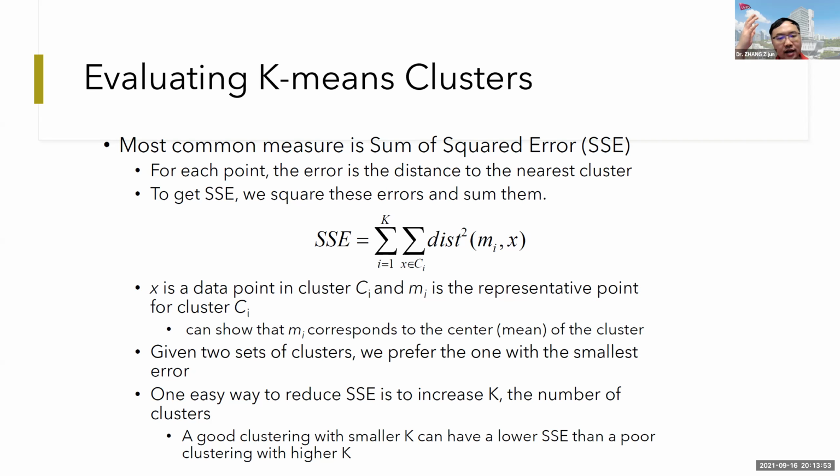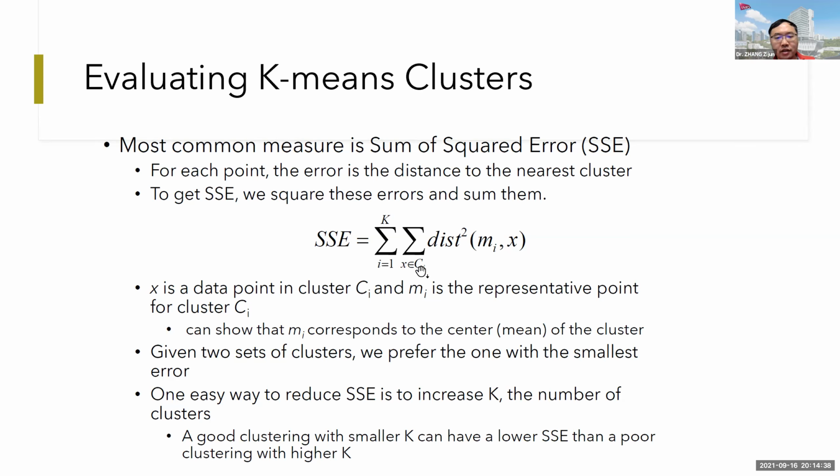And to get the SSE, we square these errors and sum them. Okay, then we get the sum of square errors. We do the summation across different clusters. You can see this x belongs to each cluster i. Capital Ci means the cluster i. We calculate the square of the distance between the mean mi, the centroid of the cluster, and the data points x. And we do this for the clusters with i from 1 to capital K. So you have capital K clusters.